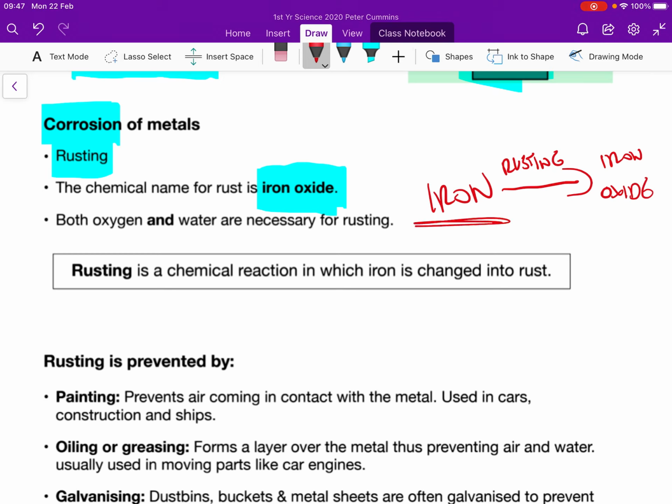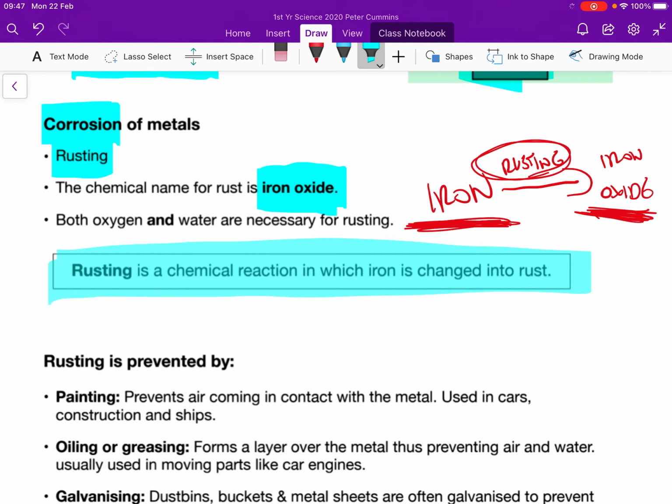So that's the nice crossbar of your bike, all nice and shiny. You leave it out in the rain, it rusts, and when you come back, you have a load of iron oxide, which is that brown flaky stuff that we call rust. Okay, so there's your definition. Rusting is a chemical reaction where iron is changed to rust.